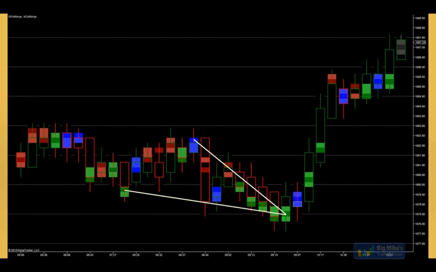Okay, so enough hypothetical stuff. Let's look at some real trades with the order flow and the clusters together.